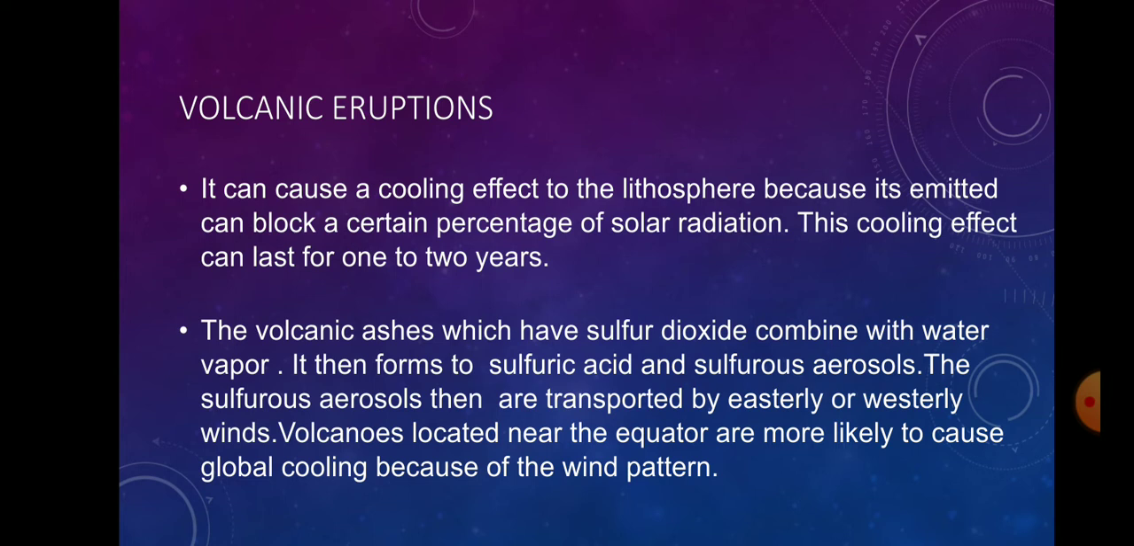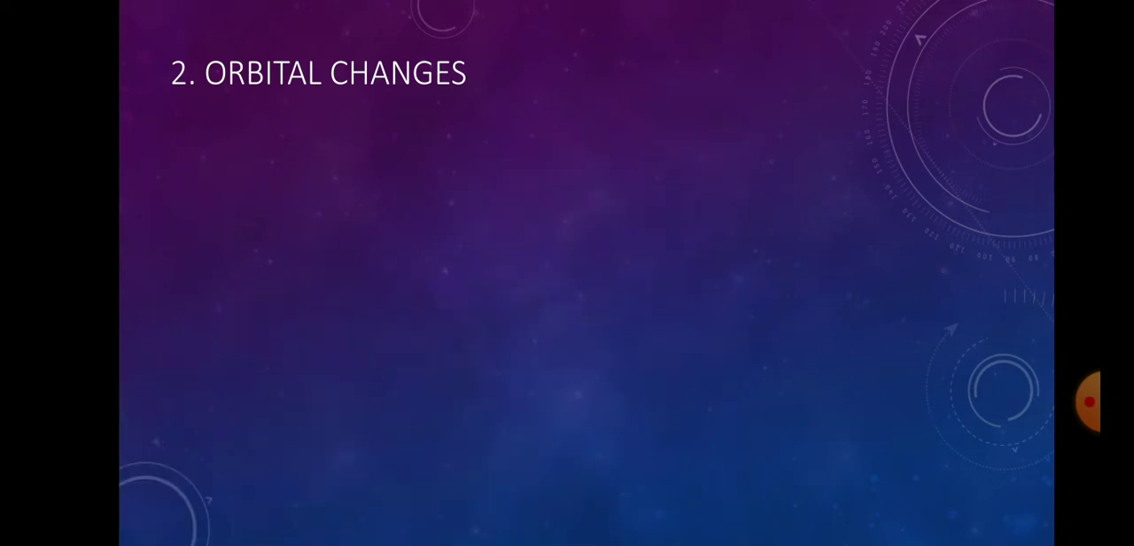Volcanoes emit greenhouse gas, which causes the temperature to rise. The Earth was once a planet full of ice, but due to a lot of volcanic activity, a lot of carbon dioxide was emitted and the temperature on Earth slowly increased. Let's proceed to the orbital changes.